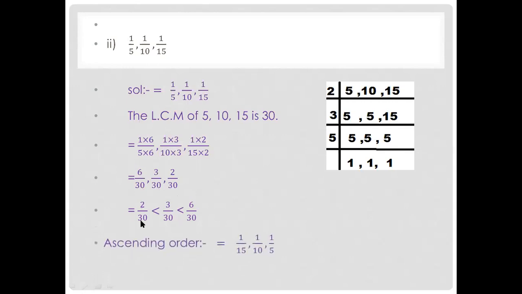2 over 30 we get from 1 over 15. So we write that number. And 3 over 30 we get from 1 over 10. So we write that number. And 6 over 30 we get from 1 over 5. So we write that number. So this is ascending order.